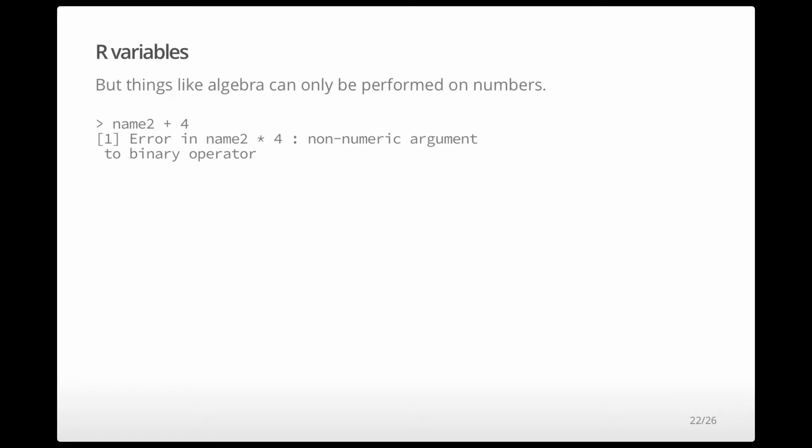So name2 was a 2-element vector with my name, John and Michelle. I try to add 4 to it, and we get this error: Error in name plus 4, non-numeric argument to binary operator. So, welcome to the world of errors in R. Some of them are very intuitive, some of them maybe not so much. Pretty much what it's saying is, a binary operator, right? The plus, it's just adding 2 things. It's an operator that acts on 2 separate things. A non-numeric argument: I tried to add my name to the number 4. R doesn't know how to do that. There's probably no definition for that, right?